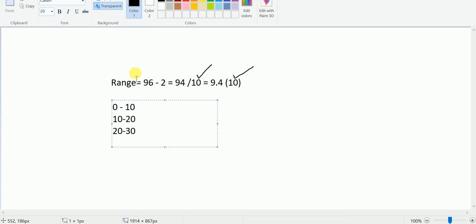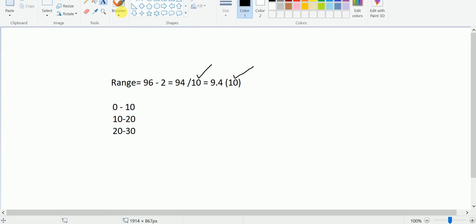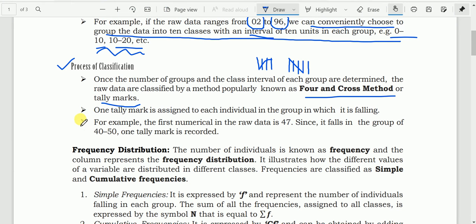Say, for example, under the class 1 to 10, if the number of individuals here is 2, then 1, 2. And in case of 20 to 30, if we have 5, then 1, 2, 3, 4, 5. I think all of you may be knowing. So one tally mark is assigned to each individual in the group in which it is falling.